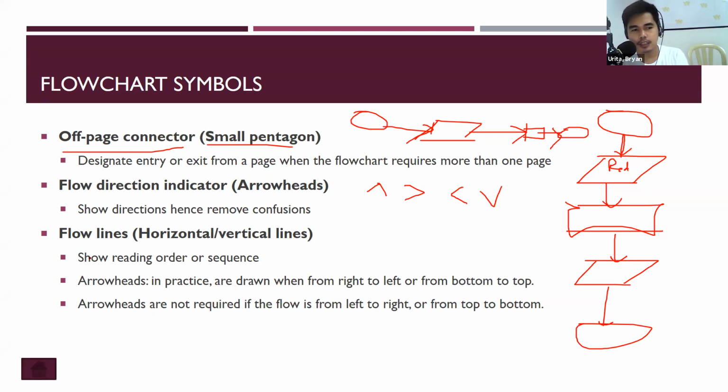But please take note that in flow lines, in practice, it is required to put arrowheads if the flowchart is going right to left. So ito, right to left ba yan? Hindi. This is from left to right. Parang pag left to right kasi, normal flow, okay? Magsisimula ka sa left, 1, 2, 3, di ba? Ganun.